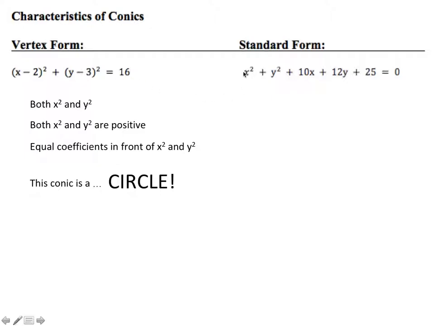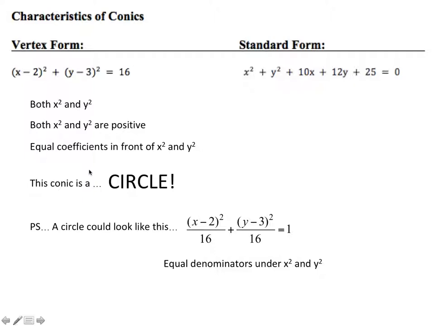So we're looking for an x squared and a y squared, same coefficients, both positive. Really, anything else other than the squared terms is pretty irrelevant. Just a quick note though, a circle could also look like this. It kind of looks like an ellipse, but these are the same value, so we could multiply through by 16 and get this expression up here. So if they do have denominators, we could also verify that with equal denominators, it would still be a circle.